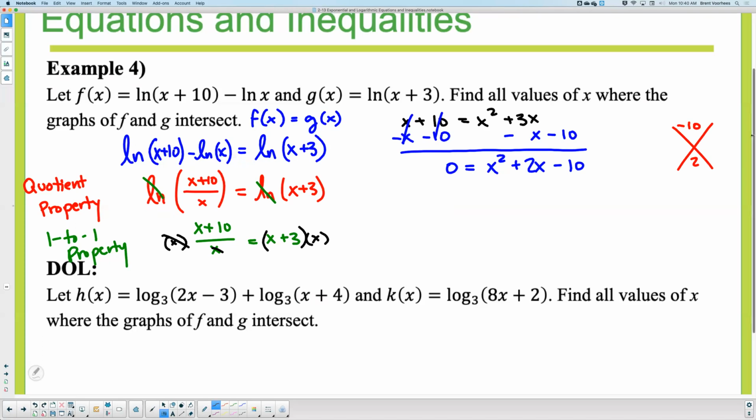Y'all want to know the shortcut without doing the quadratic formula? You take your b and you always divide it by 2. So what's 2 divided by 2? 1. Put 1 on both sides, and then do a plus or minus with the square root. So the two values are going to be 1 plus a square root and 1 minus a square root.